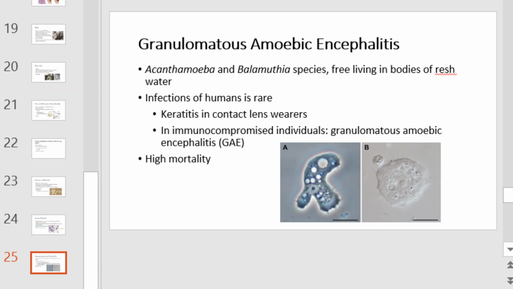Granulomatous amoebic encephalitis is caused by Acanthamoeba, which is a free-living organism found in bodies of fresh water. Infections of humans are rare. It can cause keratitis in contact lens wearers, and in immunocompromised individuals, it can lead to granulomatous amoebic encephalitis, and there is a high mortality rate.